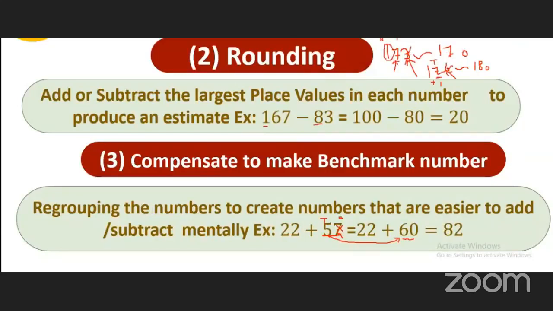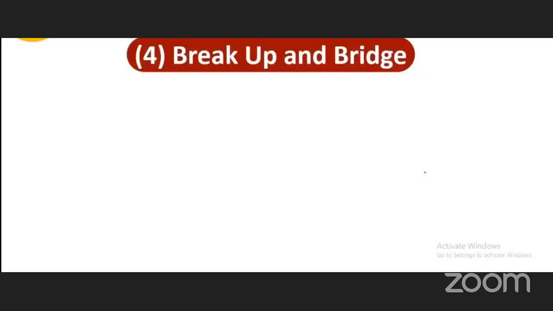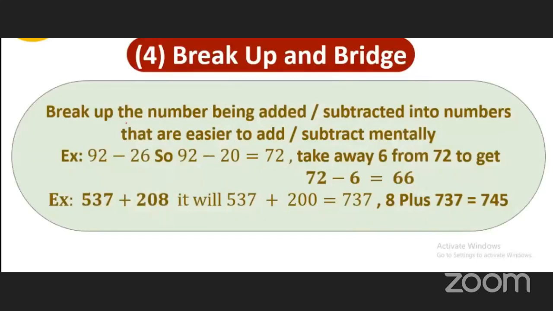نكمل بقى. احنا خدنا ايه؟ خدنا front end estimation، وتاني واحدة rounding، والتالتة compensate to make a ten number. نشوف بقى الرابعة. The fourth strategy: break up and bridge. Here, break up the number being added or subtracted into numbers that are easier to add or easier to subtract mentally. مش هنفهم غير بإكزامبل.